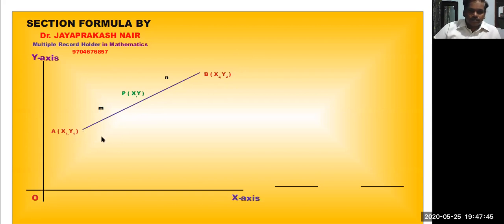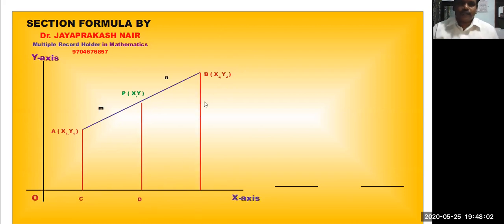Now we'll draw a perpendicular from the point A to the x-axis and name it C. Next, another perpendicular from P to the x-axis, name it D. One more perpendicular from B, name it E. Now draw a line from A perpendicular to the line PD, that is F. One more from P to BE, name it G.